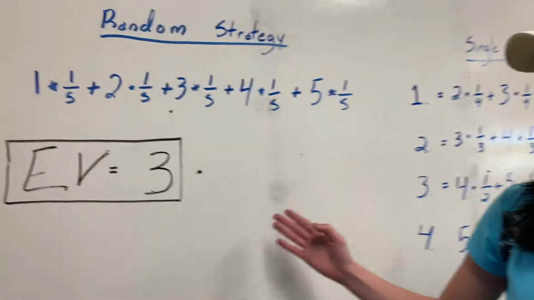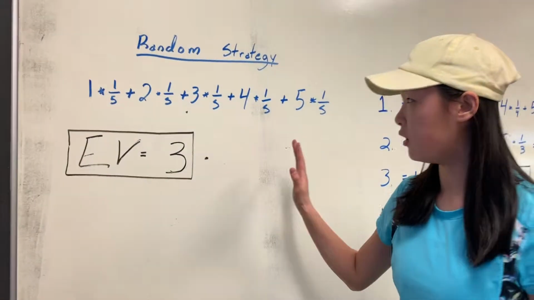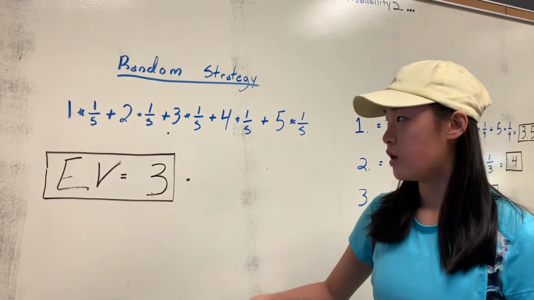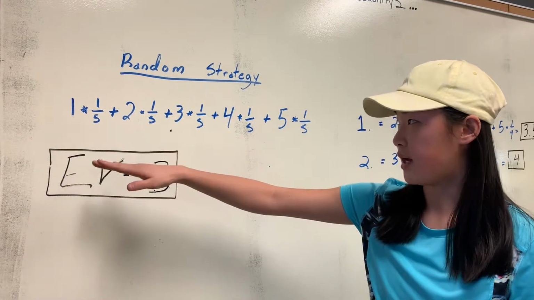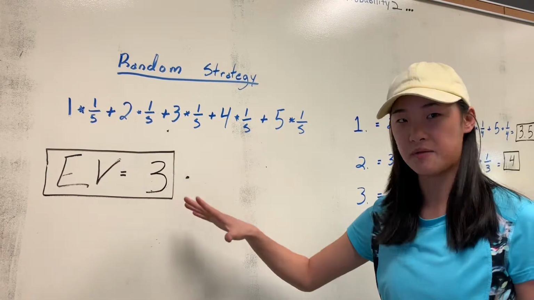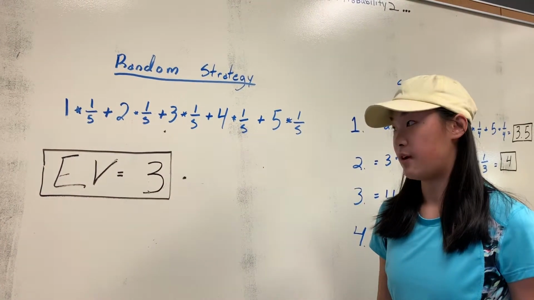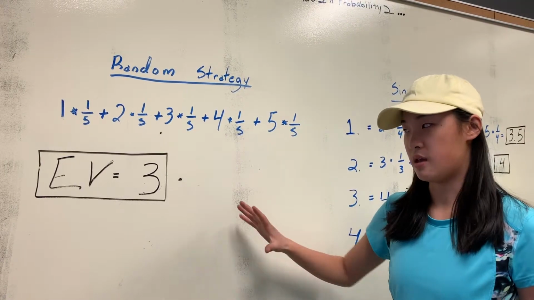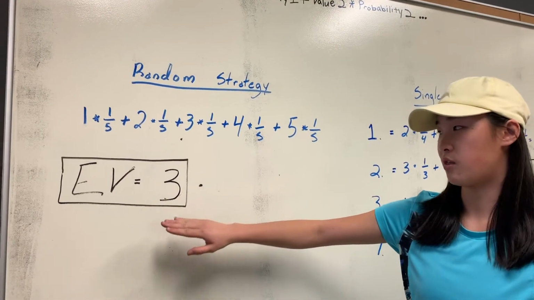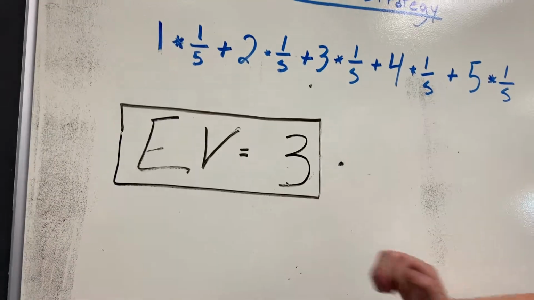So now if we go to the math over here, random strategy, you just do the expected value of all of the values and the probabilities. So for example, the value of 1 times the probability of 1/5, because there's 5 total envelopes. And the expected value for all those envelopes is 3. So you expect to get 3 most of the time.